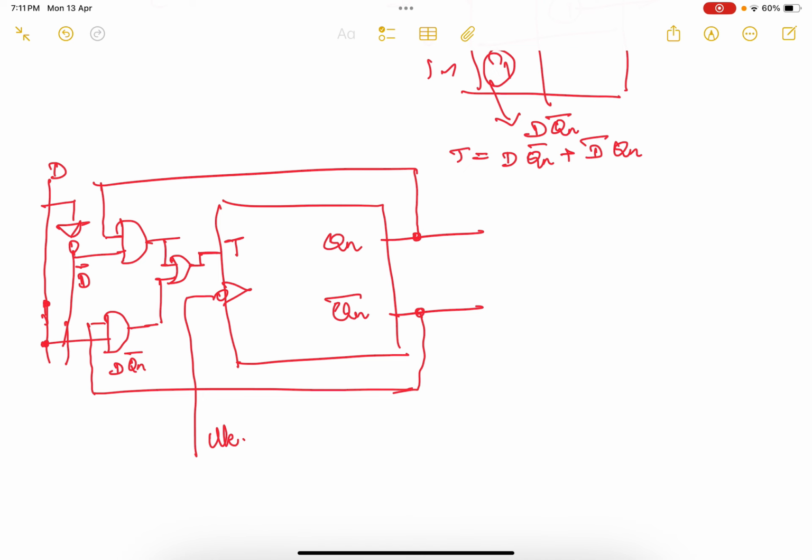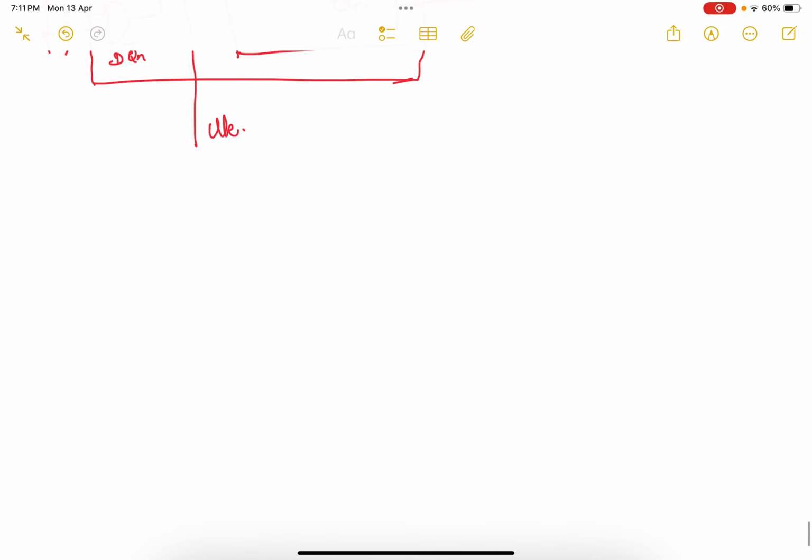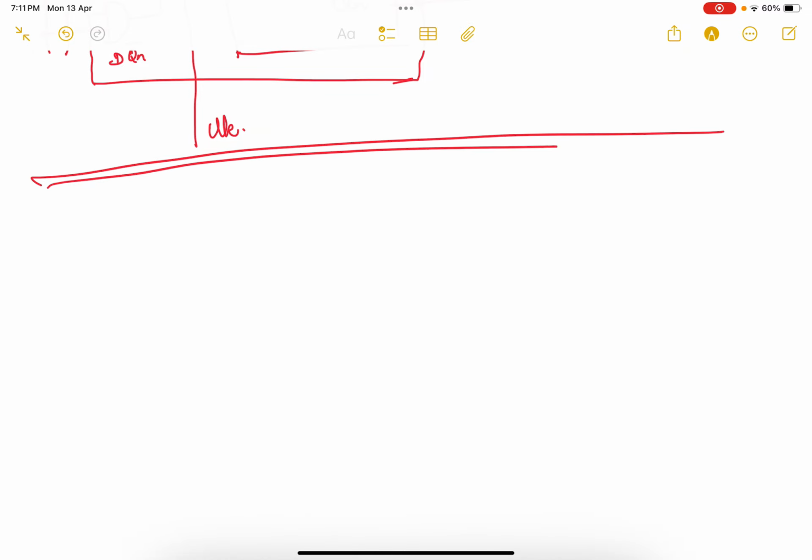Now I have converted my T flip-flop to D flip-flop because I am giving the input on the D. It is going to produce my output. So now T is converted into D. Clear? So now we will go for the next type of conversion, which is called T flip-flop to SR flip-flop.